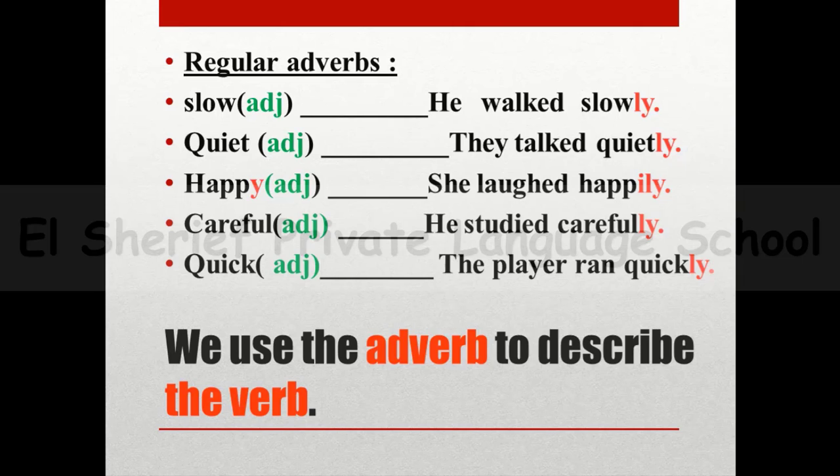Quick is an adjective, so I should also put ly to this adjective, and don't forget to put this adverb at the end of the sentence and after the verb. Okay, we use the adverb to describe the verb.